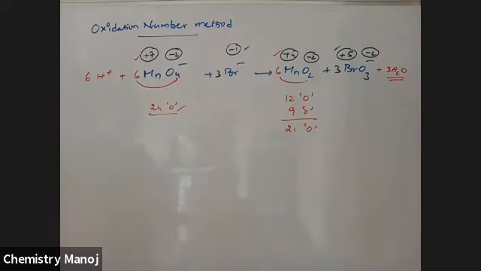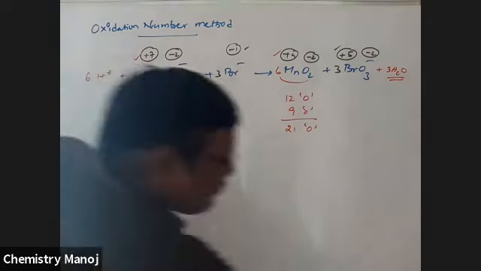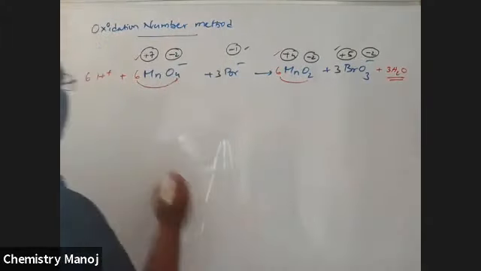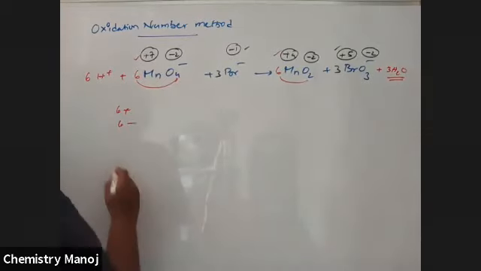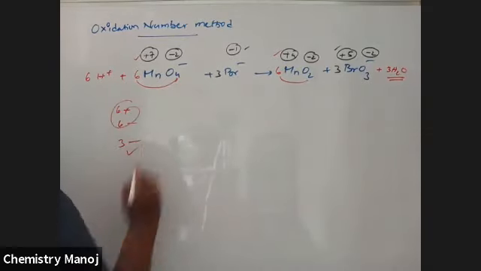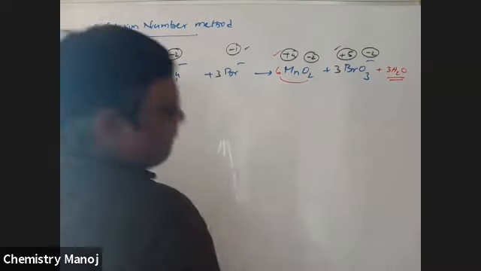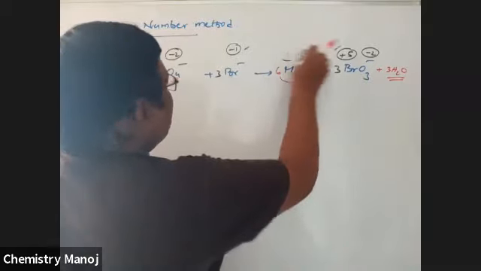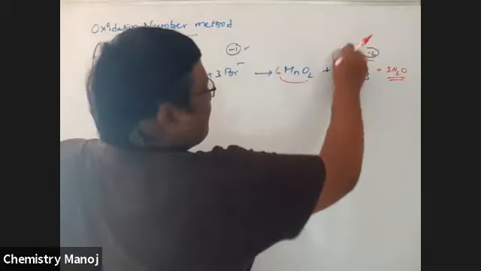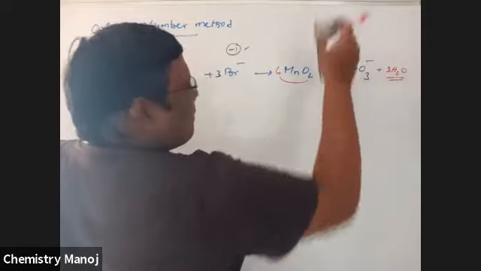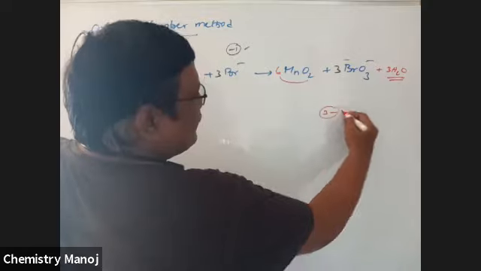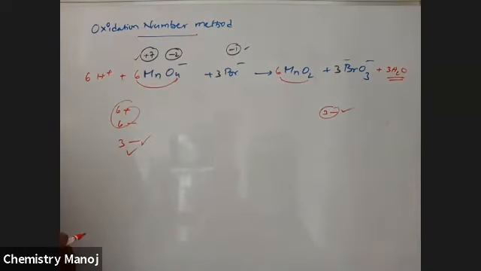Check once again. Charge 6 plus, 6 plus, 6 plus 6 minus 3 minus. Overall 3 minus. So these are the charges. 3 minus. Charge is balanced.